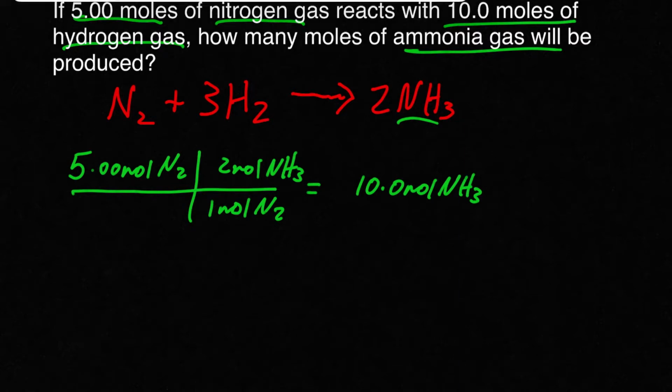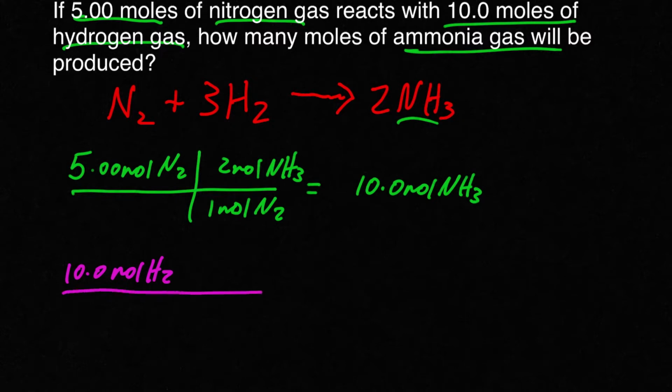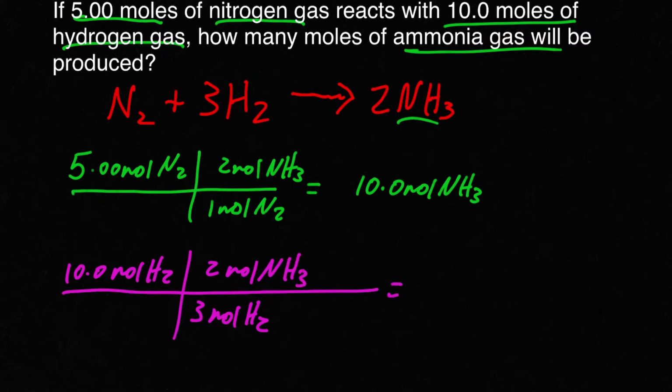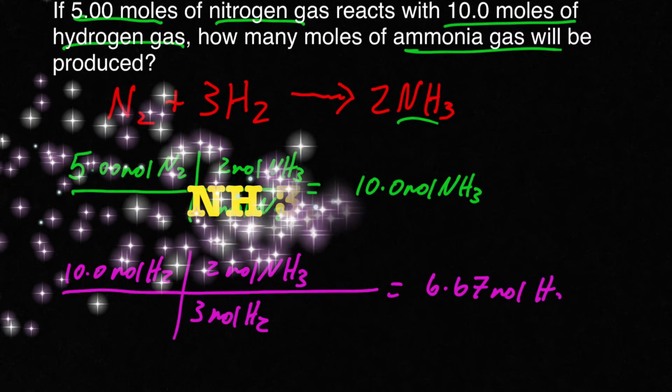Now, what about the hydrogen? Well, I have 10 moles of hydrogen. Can I make the same amount of ammonia? Probably not. Can I make more? Can I make less? We'll have to find out. 3 moles of hydrogen makes 2 moles of ammonia. 10 times 2 is 20. 20 divided by 3 is 6.67 moles of hydrogen.